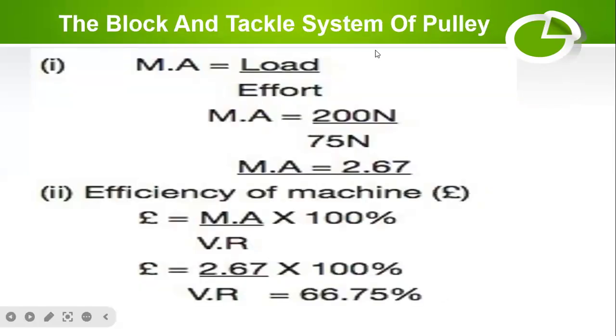So mechanical advantage is equal to load over effort. MA will be equal to 200 Newton upon 75 Newton. So MA is just 2.67. While the efficiency of the machine is generally equal to MA upon VR times 100%. So efficiency will be equal to 2.67 upon 4 times 100%. Now we get the VR from there, so the efficiency of the machine will be simply equal to 66.75%. I hope that's clear.